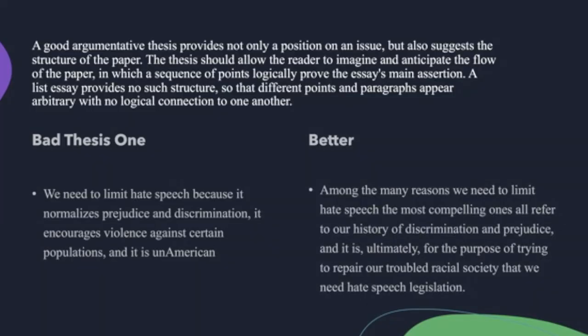Among the many reasons we need to limit hate speech, the most compelling ones all refer to our history of discrimination and prejudice. And it is ultimately for the purpose of trying to repair our troubled racial society that we need hate speech legislation. Okay, you can see what the argument is going to be like here, because they do talk about the fact that we have a history of discrimination and prejudice and that we need to repair our troubled racial society. And I think that you can see that this indicates where the argument is going to go without listing 1, 2, 3 and not connecting the dots.